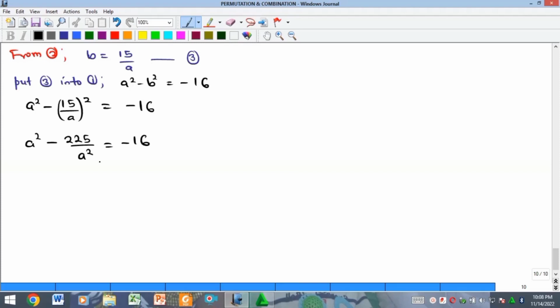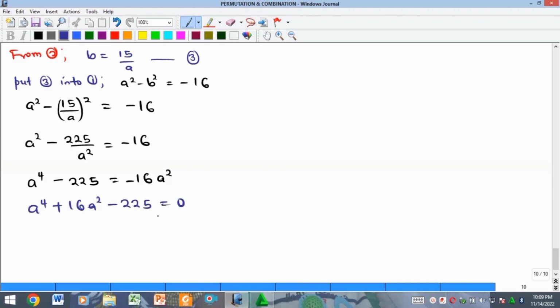So I'm going to try to clear this fraction here by multiplying through with that denominator. So if I multiply this by a squared, I will get a raised to the power of 4. If I multiply this by a squared, I will have 225. If I multiply here by a squared, I'll have minus 16a squared. So collect everything to the left hand side, and that is going to give me a raised to the power of 4 plus 16a squared, and then minus 225. That is equal to what?